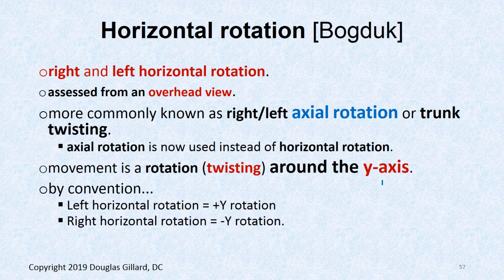This is best viewed from the overhead view, which looks at a horizontal plane. Commonly known as right and left axial rotation. So this one works okay because axial is AKA for horizontal, so that's fine. It's just the other use of the word axial that doesn't make sense to me. Anyway, the movement is a rotation around the y-axis. By convention, left horizontal rotation is a positive y, right horizontal rotation is a negative y.